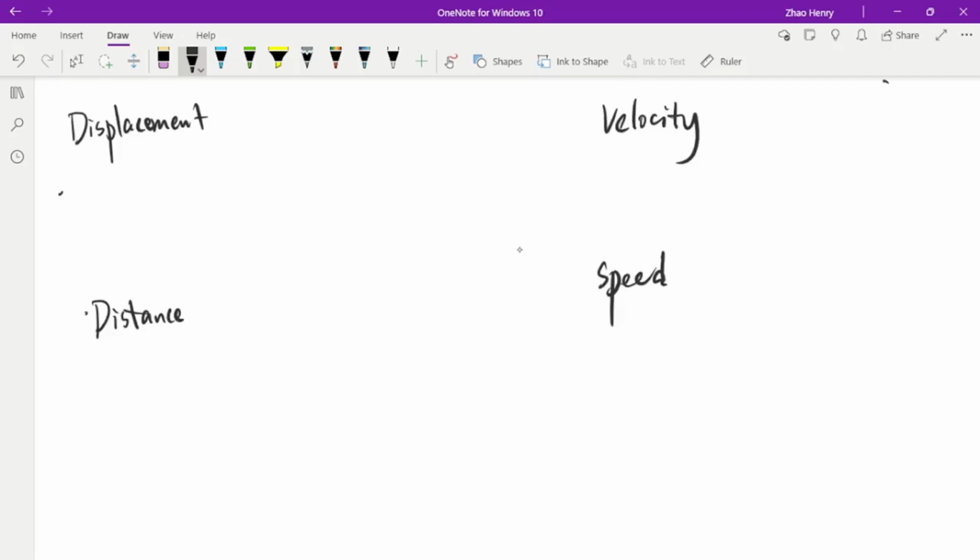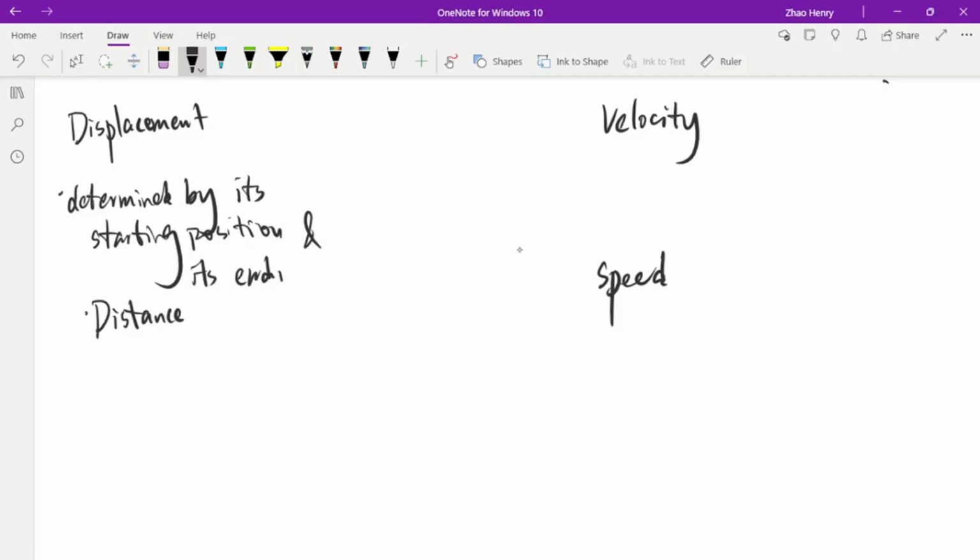So what is displacement? The displacement is only determined by its starting position and its ending position. However, distance is the path, the total path the object covered.